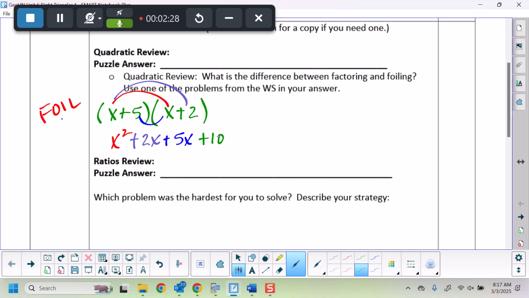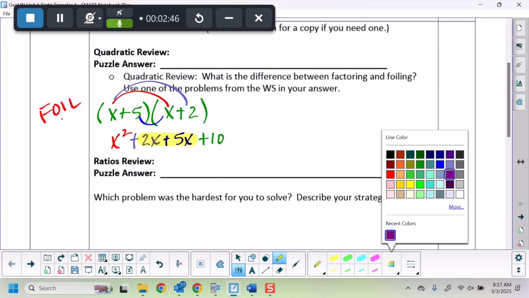And in most of our binomial situations, when we are multiplying them, if it's the same variable to the same power, your middle terms will be able to be combined. So you have a little bit of work to do. x squared plus 7x plus 10.